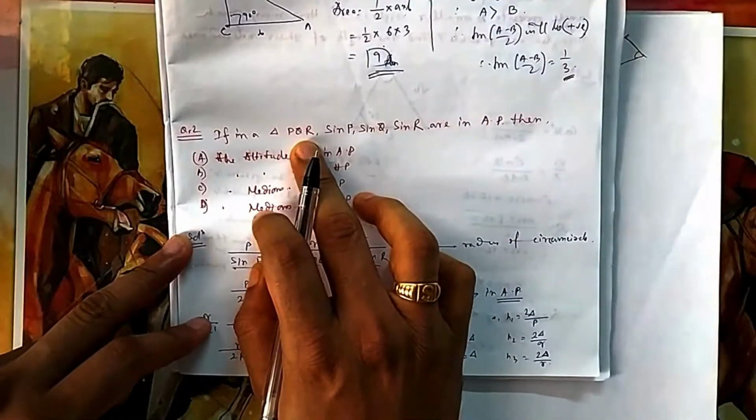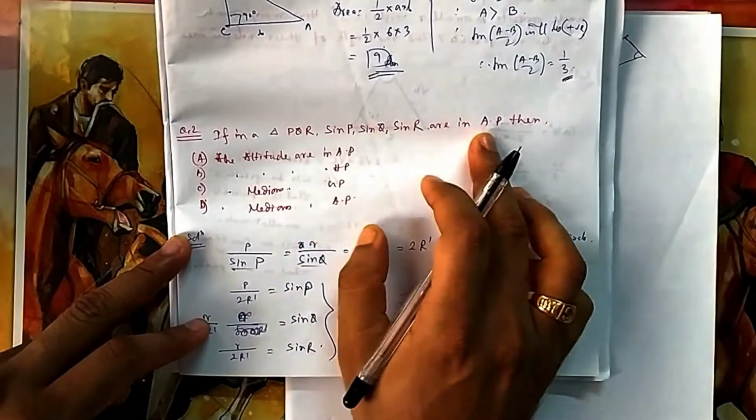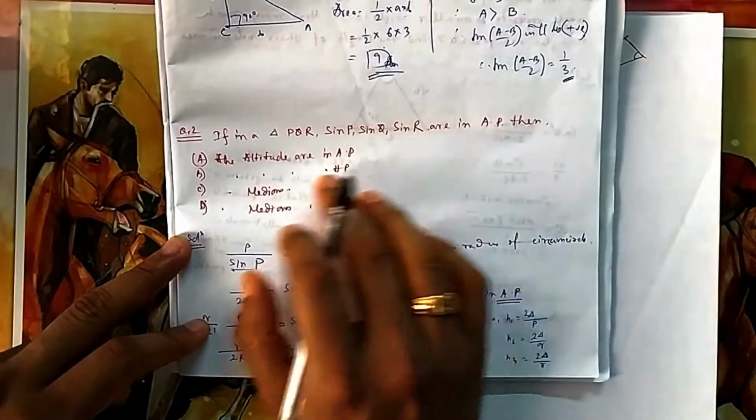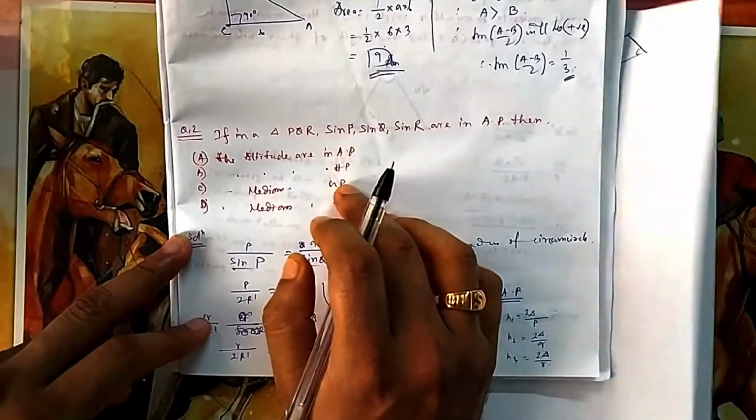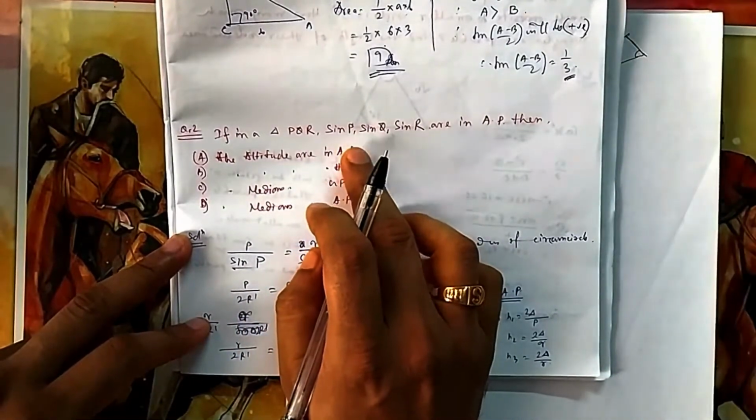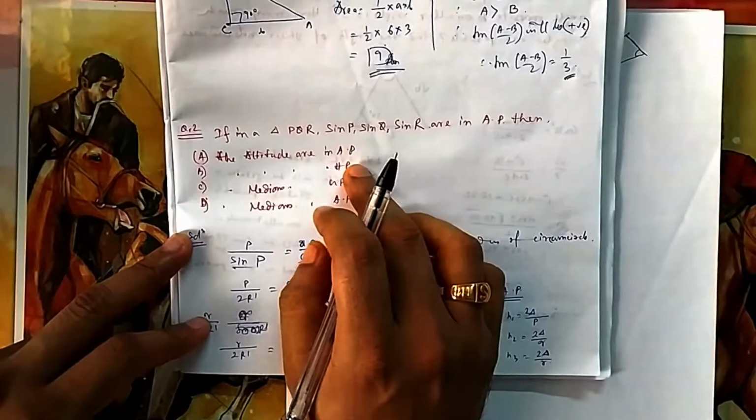If in a triangle PQR, sin P, sin Q, sin R are in AP, then their altitudes are in AP, HP, GP or AP? I told you this; if you know then it's okay. AP I think you have done in class 10, GP also. HP is the reverse of AP.